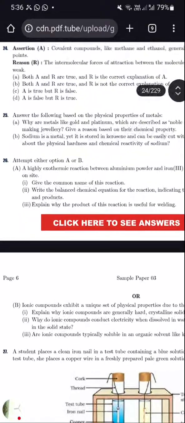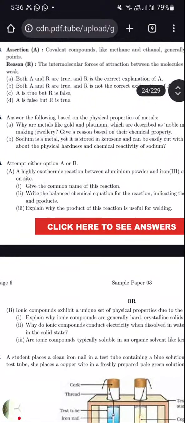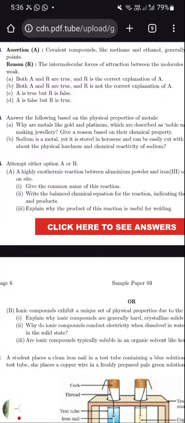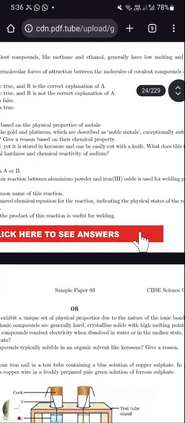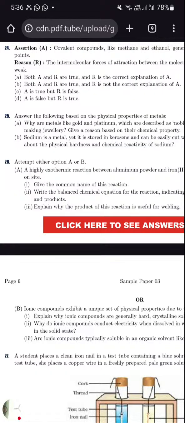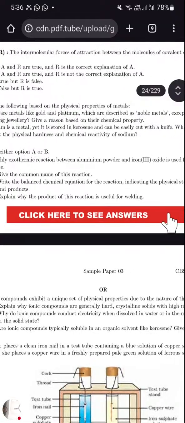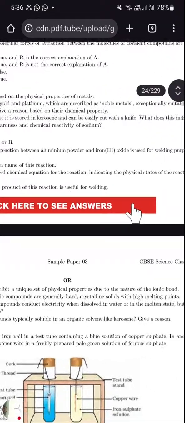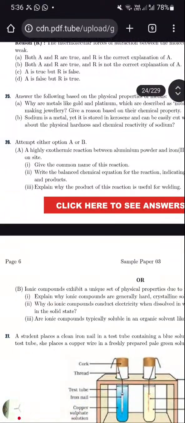25th is why are metals like gold and platinum described as noble metals? Gold and platinum are noble metals and are used for making jewelry. Give a reason for that. Second one, sodium metal is stored in kerosene and can be easily cut with a knife. So what does it indicate about the physical hardness and chemical reactivity of sodium? Write down those two answers. In a few minutes, I'll connect to you. Solve these two.